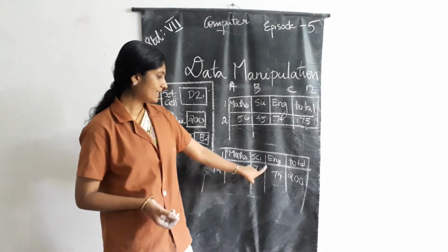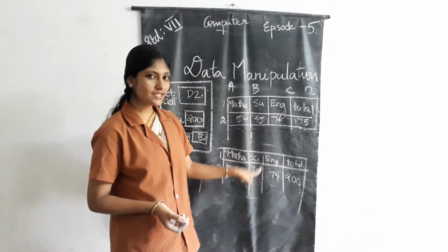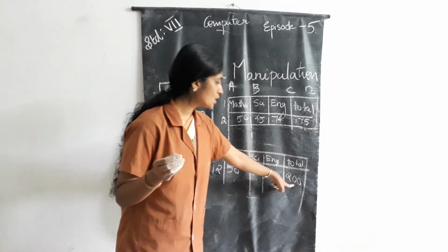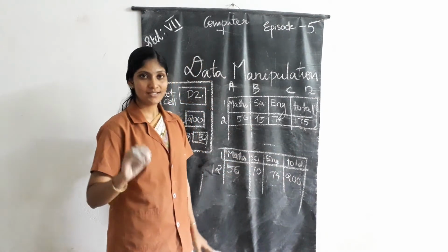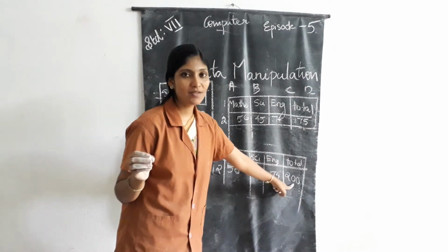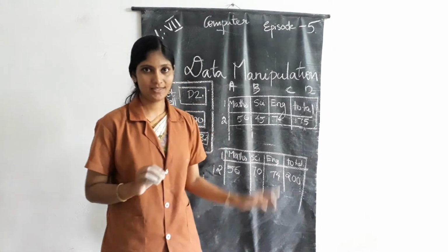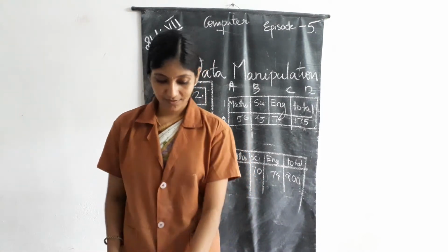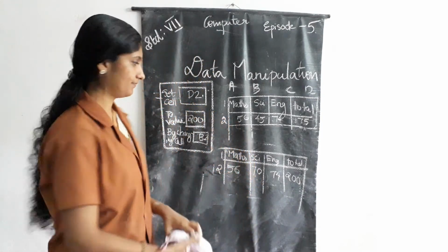Here 56. The changing cell is 45, which changes to 70 because 25 is added. That means the difference between 200 and 175 is 25. So 45 plus 25 is equal to 70, and finally we will get the output 200. That is the Goal Seek option. Next one is using the filter.